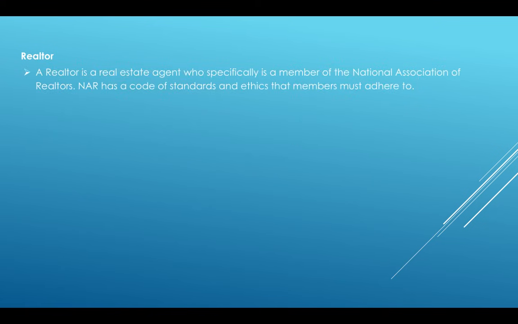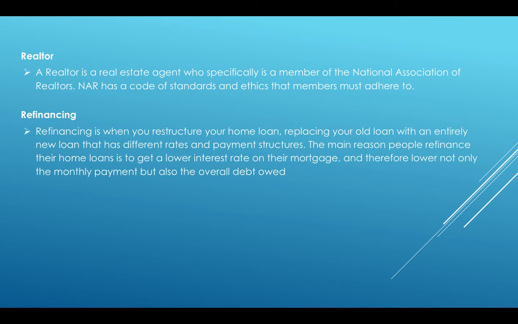Realtor. A realtor is a real estate agent who specifically is a member of the National Association of Realtors. NAR has a code of standards and ethics that members must adhere to. So realtor and real estate agent are almost the same, except that a realtor is a real estate agent who specifically is a member of the National Association of Realtors. So not all real estate agents are realtors. Confusing, right? So basically, a real estate agent has a license, and a realtor is a real estate agent that is part of the National Association of Realtors. So yeah, that's it.